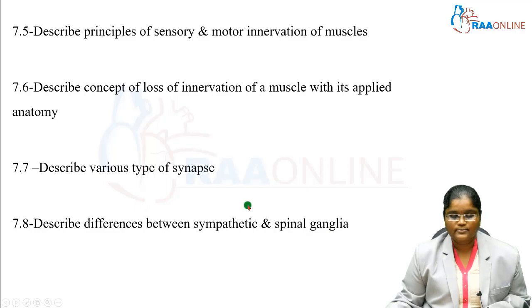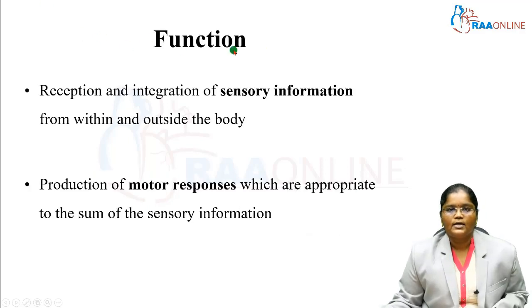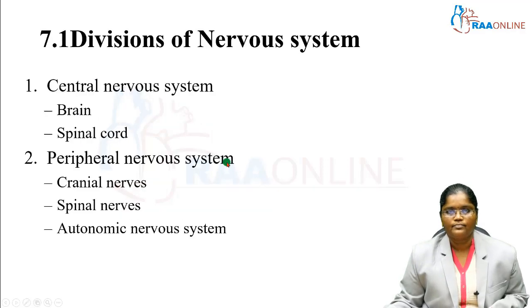Now let's go to the class. So what is the function of the nervous system? It is the reception and integration of sensory information from within and outside the body, and the production of the motor responses which are appropriate to the sum of sensory information. So that is the main function of the nervous system, and the main properties of nervous tissue are excitability and conductivity. Let's see later.